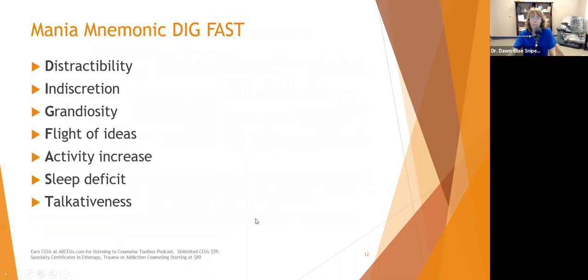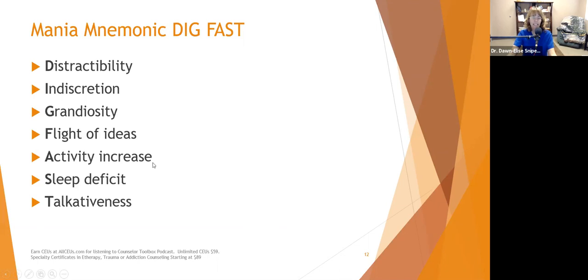Your mnemonic for mania is DIG FAST. Distractibility. A person with mania, again, has their thoughts going 6 different ways. So you're going to look for flight of ideas and difficulty concentrating. Indiscretion. They're low impulse control, high seeking of rewarding, pleasurable activities. Grandiosity. They feel 10 foot tall and bulletproof. They think they can do anything, and they are thrill seeking.